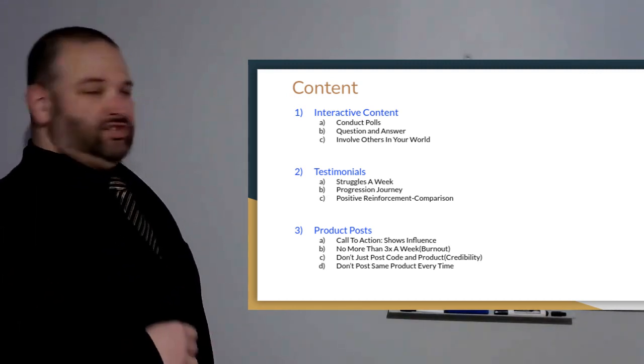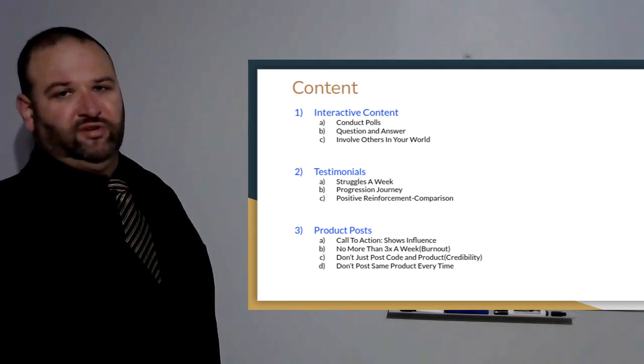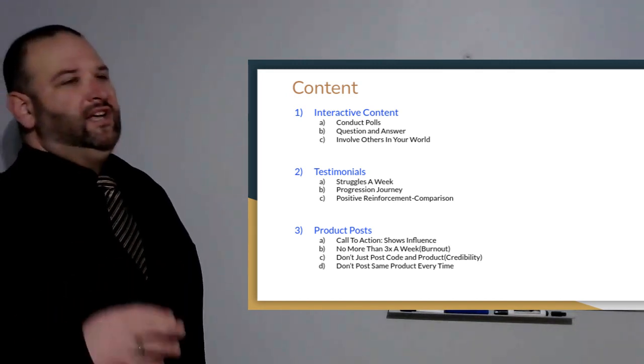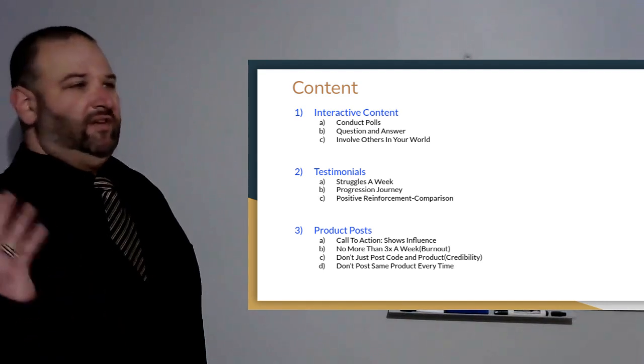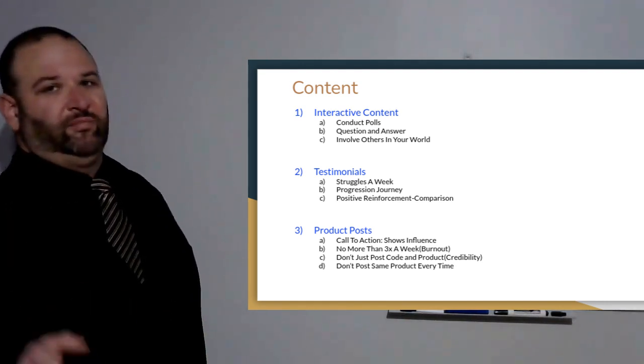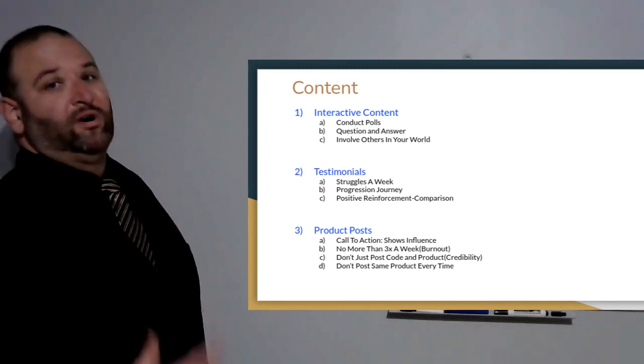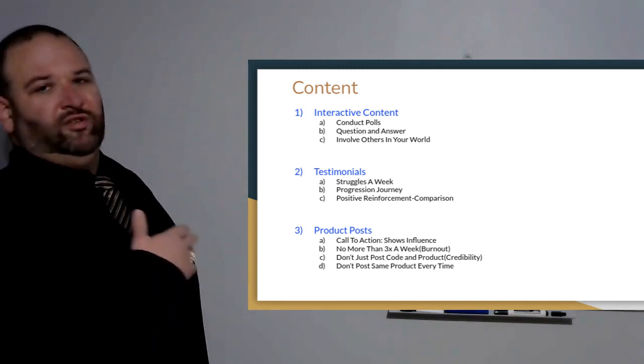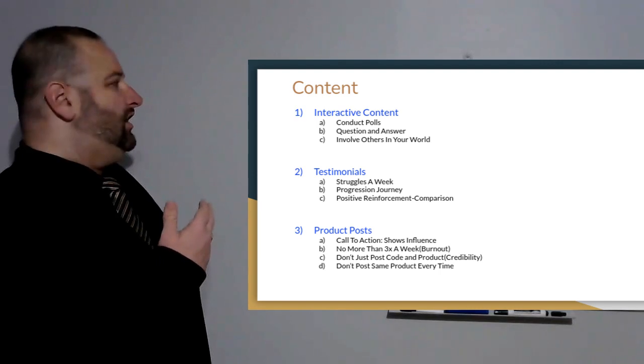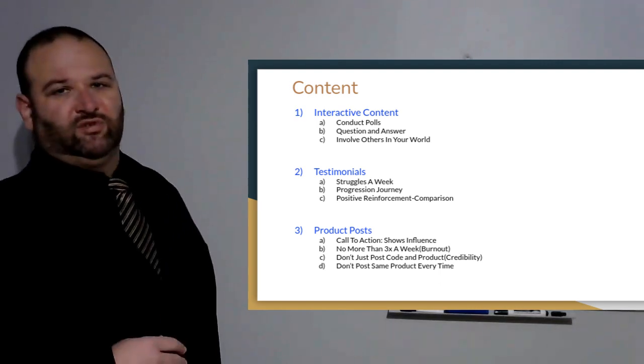At the same time, you want to make sure that you're not posting about product more than 3 times a week. I see so many Instagram influencers think that if they post at least once or twice a day about the product, it's going to make a huge difference. No, what's that going to do? That's going to create burnout, right? That's what we kind of talked about with the content frequency when it comes to saturation.